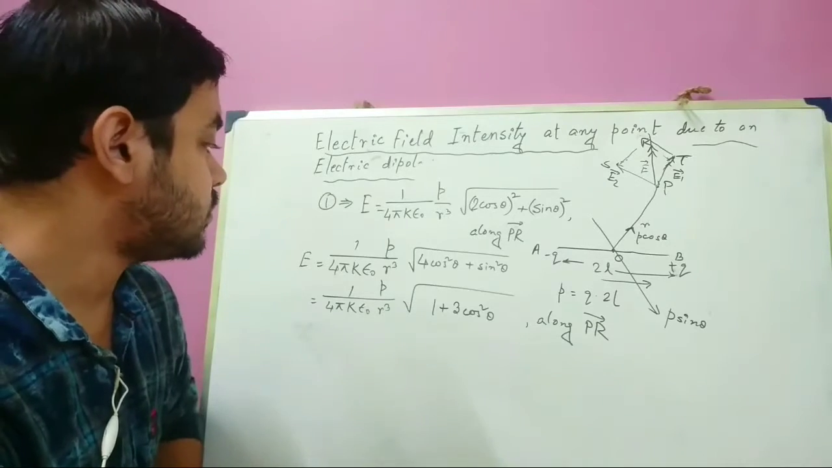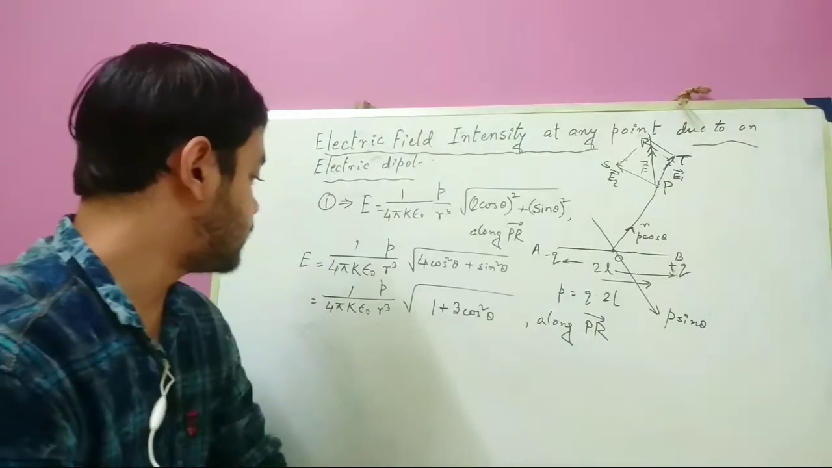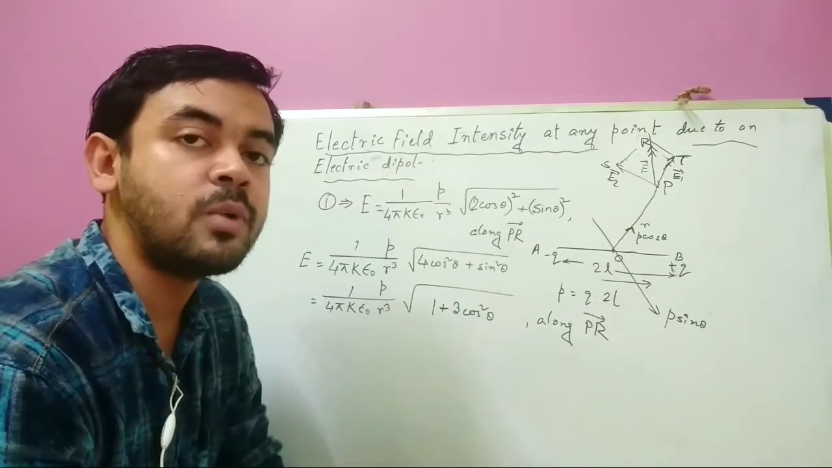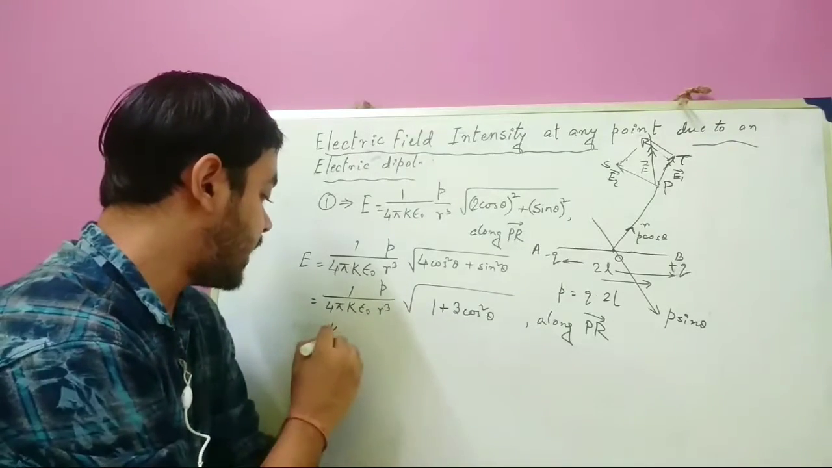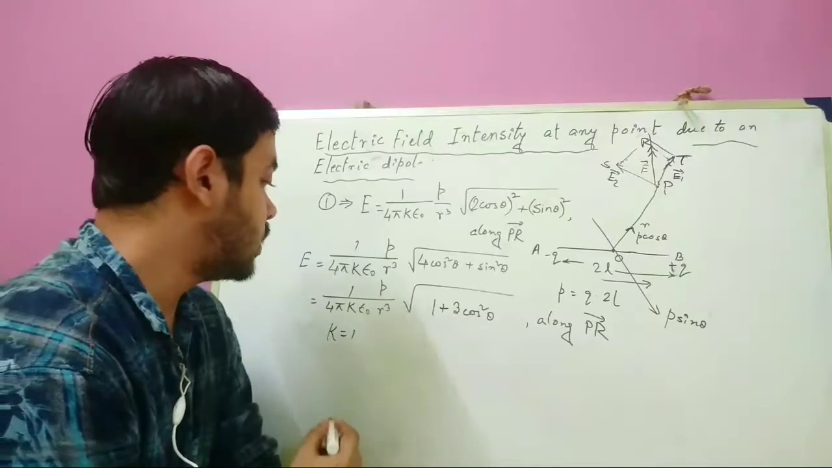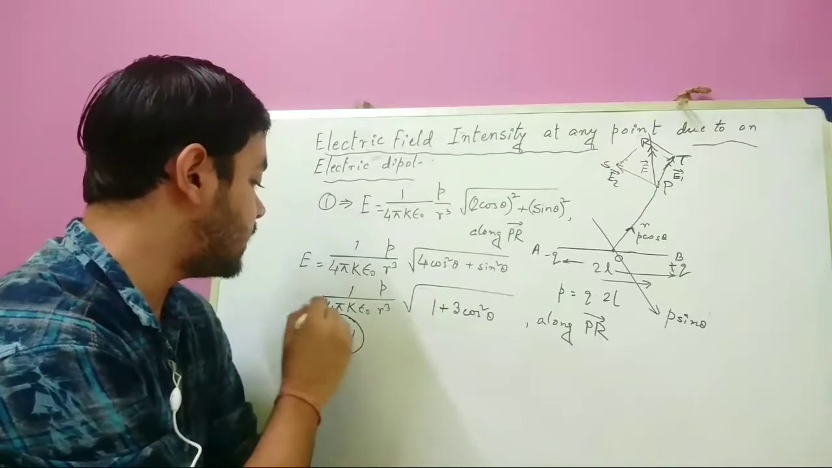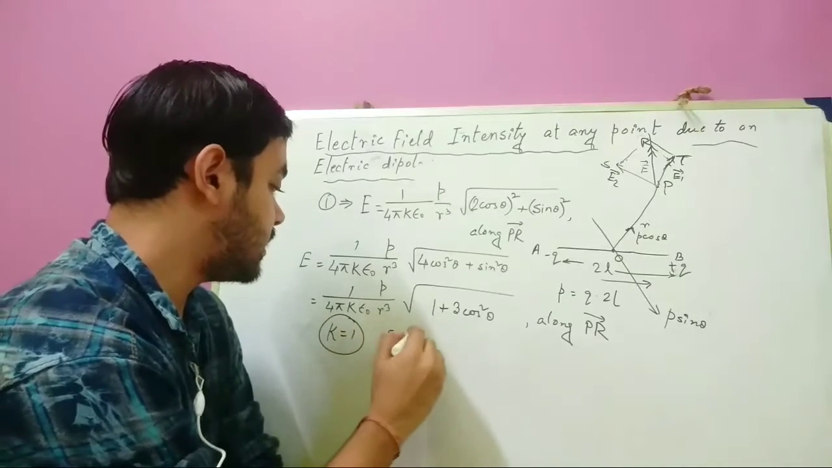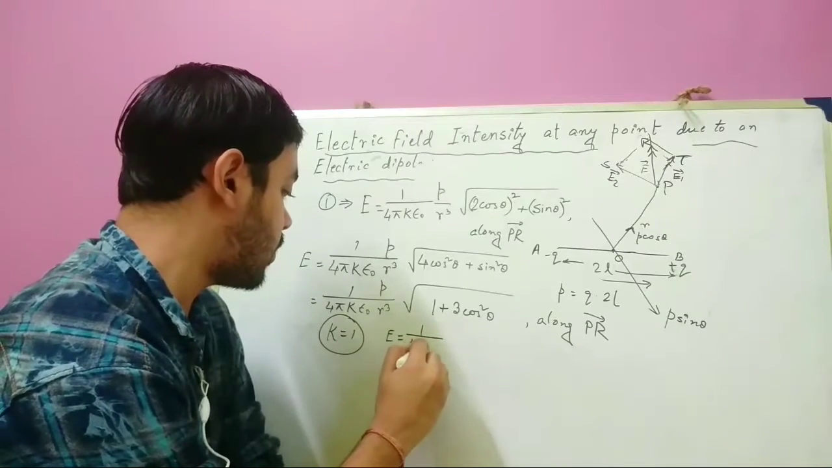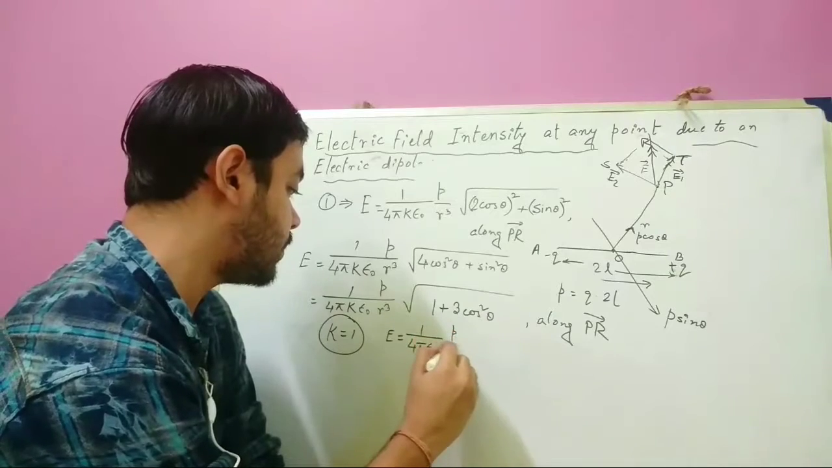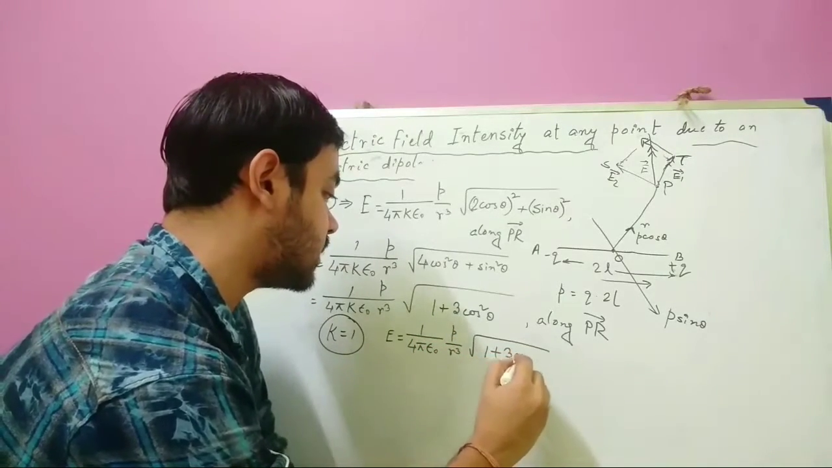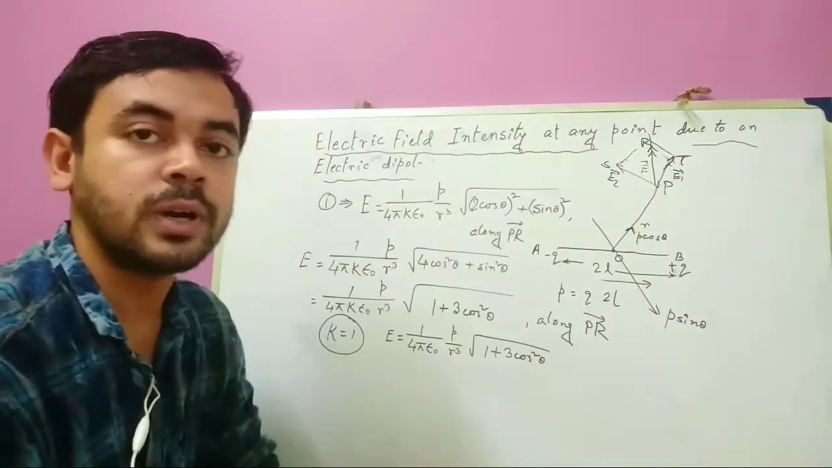Now, if the surrounding medium is air or vacuum, we can write K is equal to 1. So if we put K equal to 1 in this equation, we will get E is equal to 1 by 4 pi epsilon 0 into P by r cube root under 1 plus 3 cos square theta.